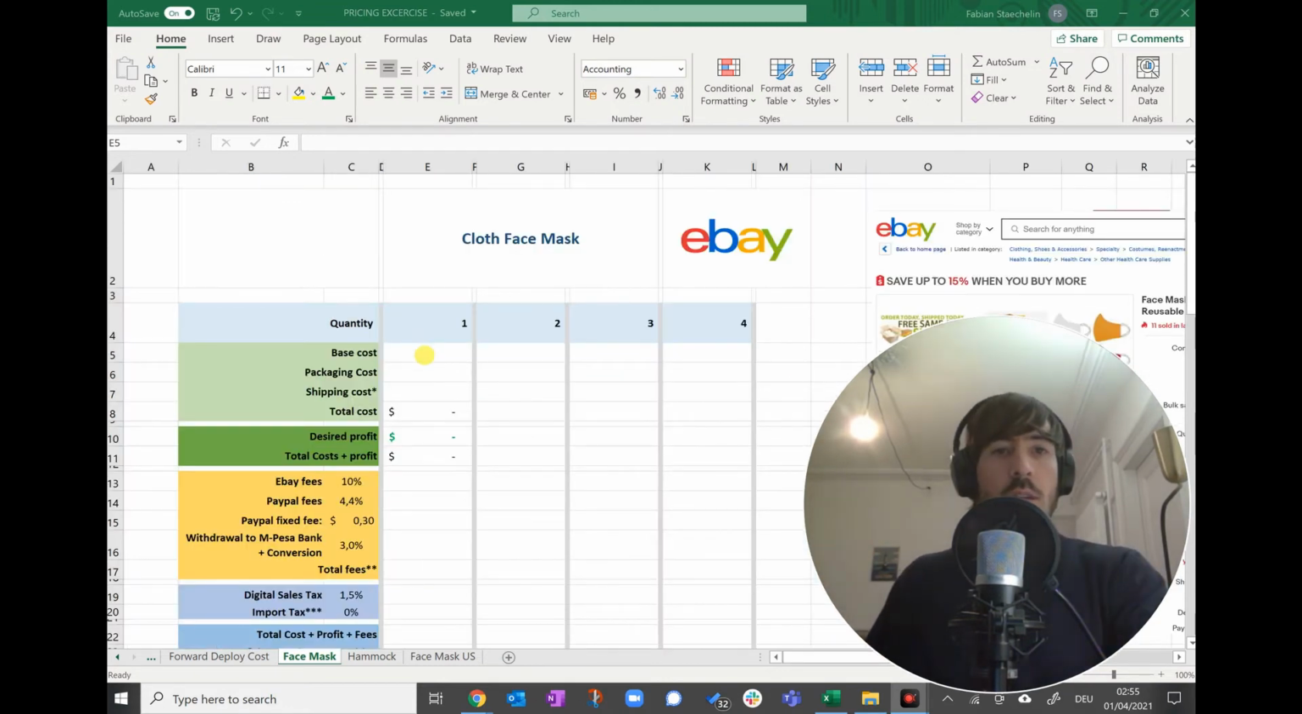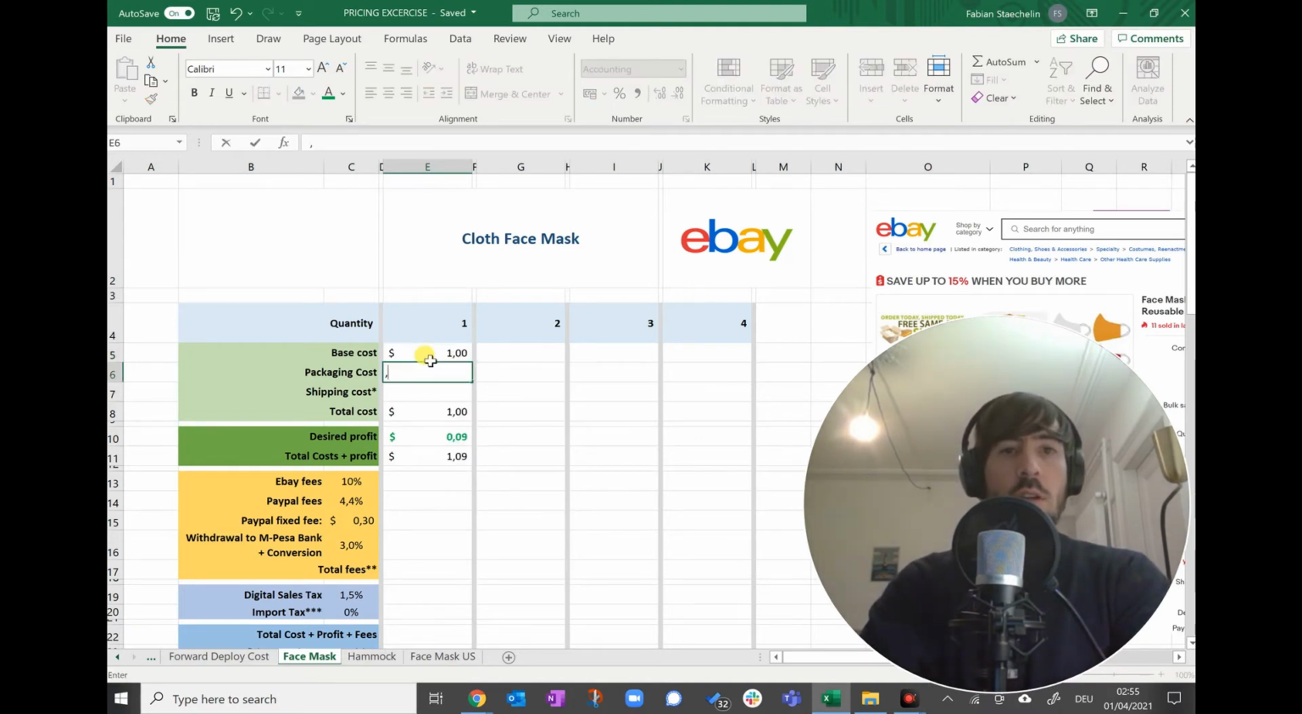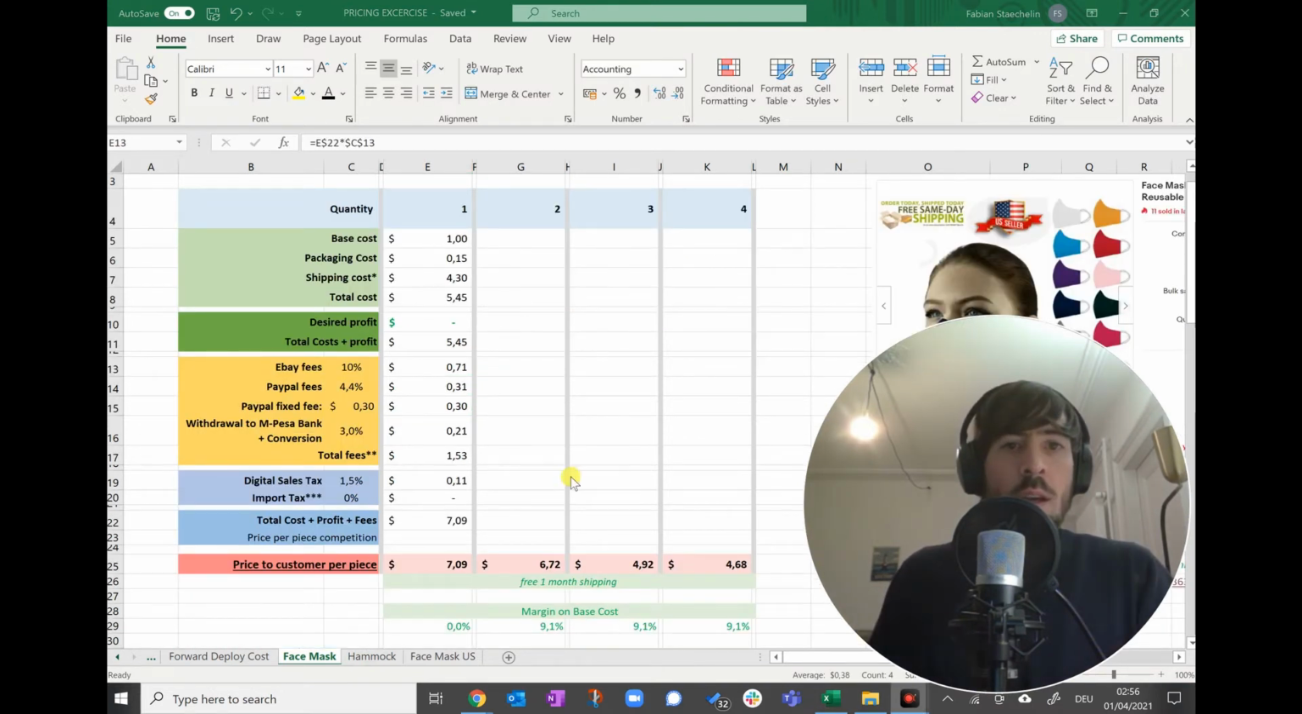Next, we calculated our costs. I got a base cost of $1, packaging was 15 cents, and the shipping costs from Kenya to the US was $4.30. So again, this was the main cost factor. Again, let's add the selling fees into the mix. We have 10% for eBay, 4.4% for PayPal in the case of Kenya.